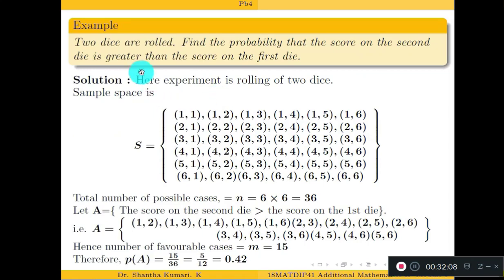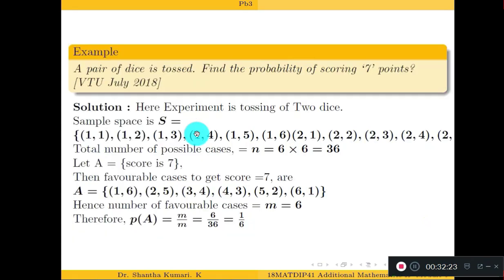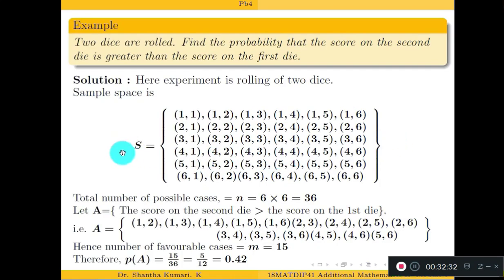Next, 2 dice are rolled. Similar to the previous example, find the probability that the score on the second die is greater than the score on the first die. Okay, here see the list. As I told you in the previous example, that list after this 2 4 is not visible since I have taken a single row. But here this way is better always. So write the elements in this form.